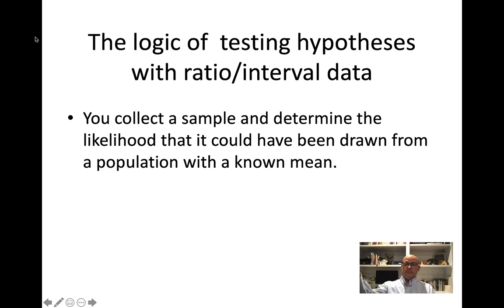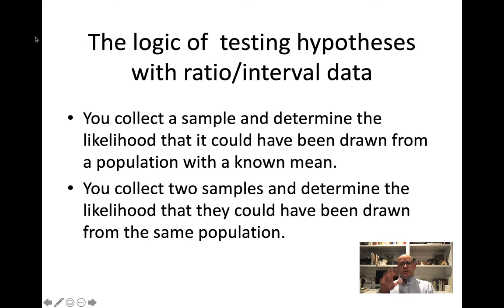The other way to do it is to take two samples. I go out and I take a sample, I go out and I take a sample, and I see whether or not it's likely that those two samples could have been drawn from the same population. So, in other words, we're testing to see whether or not these two samples are similar to each other. And whether or not they would reflect this unknown population.